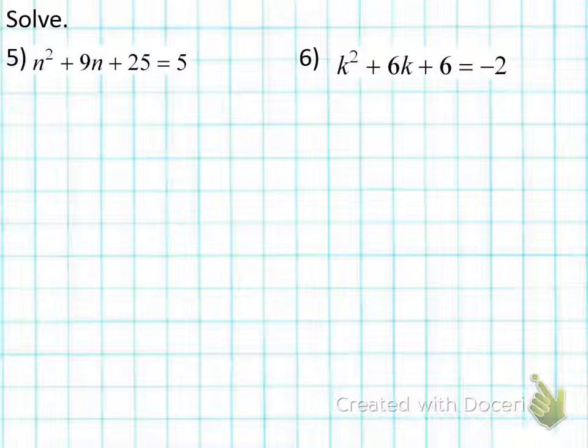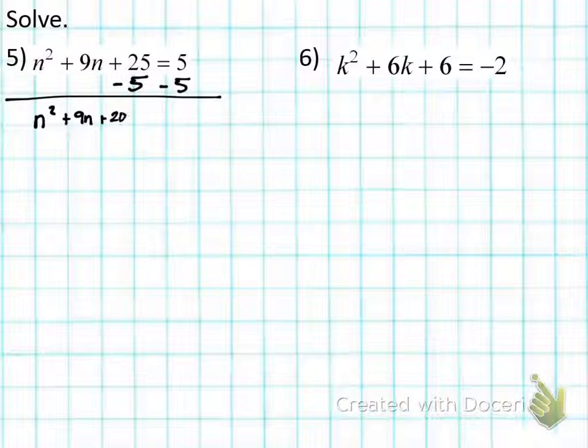Next one, number 5. Turn to your neighbor and tell them what you would do first on number 5 before you start. Okay, someone raise your hand. What would you do first? Yes, David. Subtract 5. Why would you subtract 5, David? To get a 0 and everything on one side. Good. Okay, so that's what we're all doing first, right?